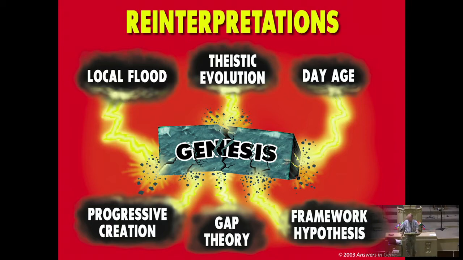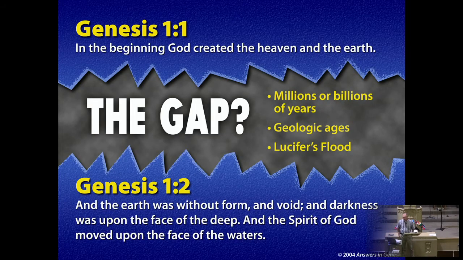There's the gap theory. The gap theory is this right here. Between Genesis 1:1 and Genesis 1:2, we have millions or billions of years, geologic ages, Lucifer's flood, and not only that, but we have all these semi-human forms that they so-called find. They didn't have a soul or anything. Before Adam and Eve ever came along, that's where they fit all this, between Genesis 1:1 and 1:2.